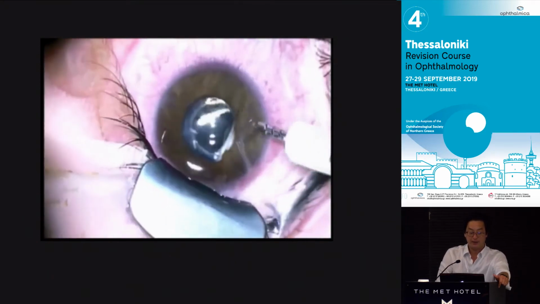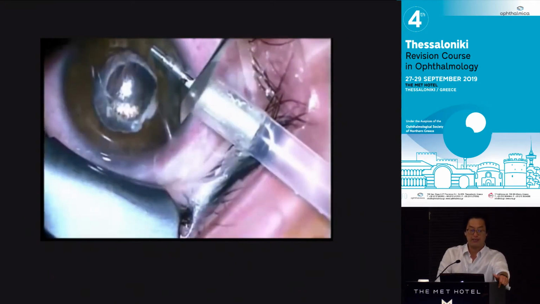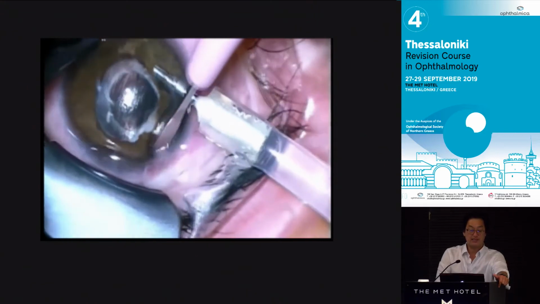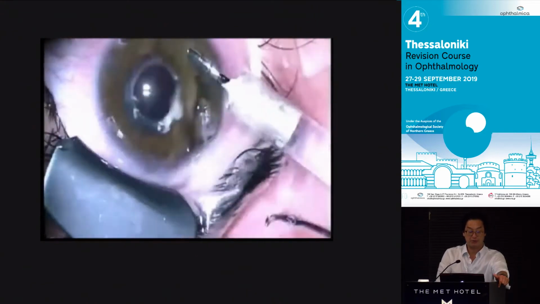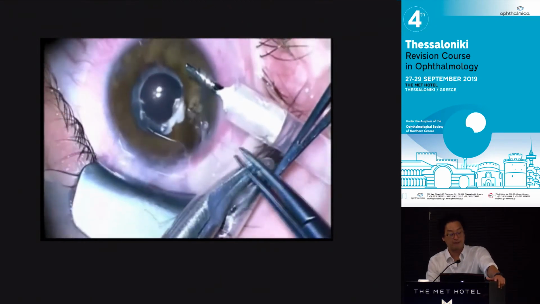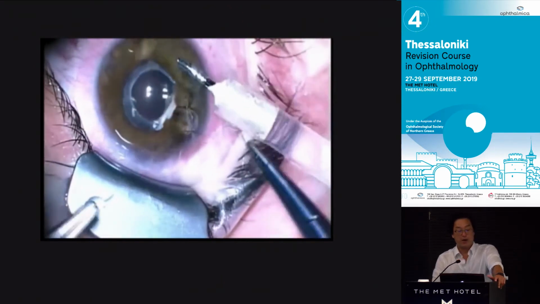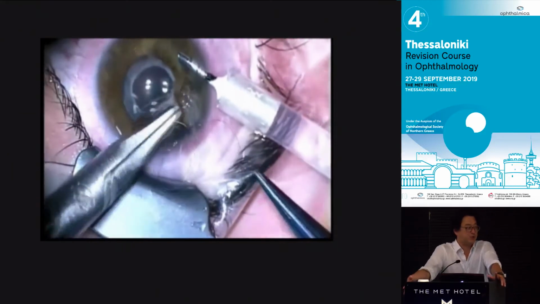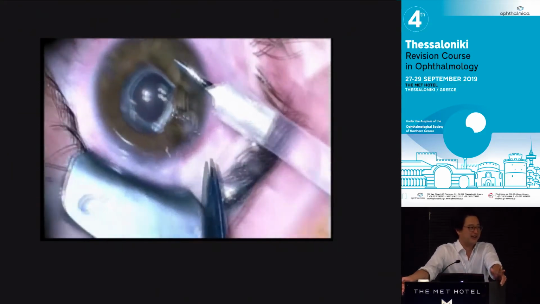So I tied the tube, and this is actually a separate case of a patient with Supramid. I tied it with 9-0 Prolene to do that. What happened is that after I tied the Prolene, the pressure went up to 26. So what the hell do you do then?